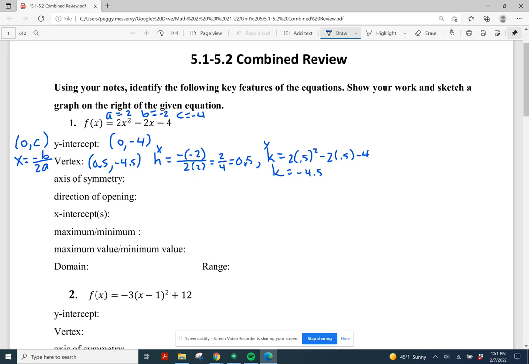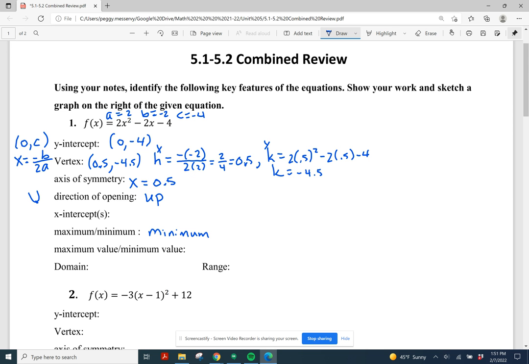There's our vertex. Remember, your axis of symmetry is the line x equals -b over 2a, or x equals h. So our axis of symmetry is the line x equals 1/2. And we could use a 1/2 instead of a 0.5 if we wanted to. Direction of opening is up because a is +2. A is positive, so it opens up. And since it opens up, notice what we're going to have at our vertex is a minimum.